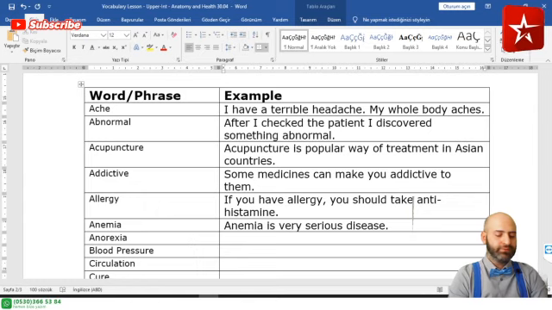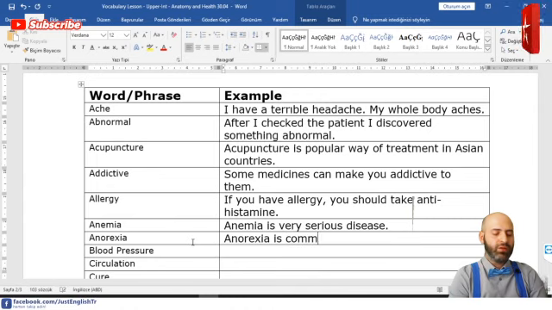Okay, so anorexia is common for models. A lot of them have anorexic problems.